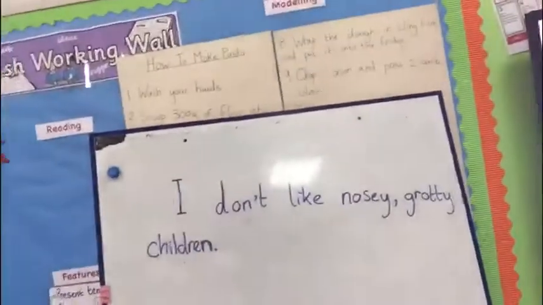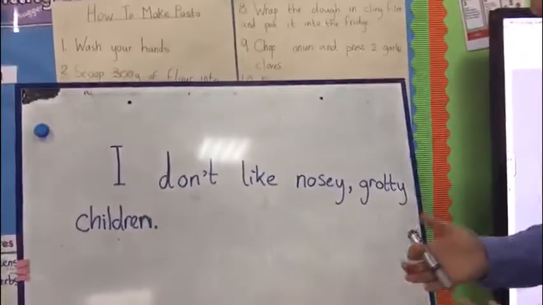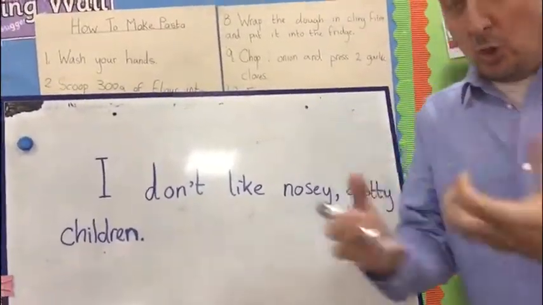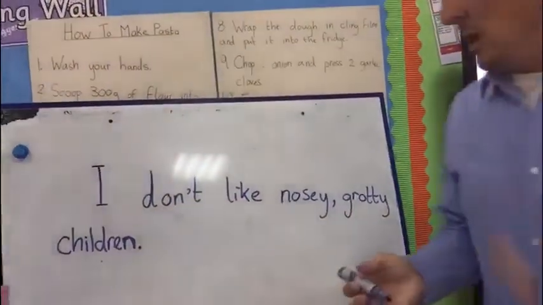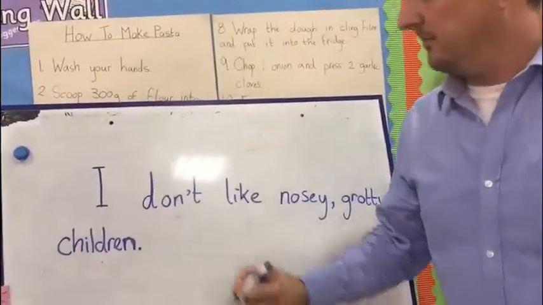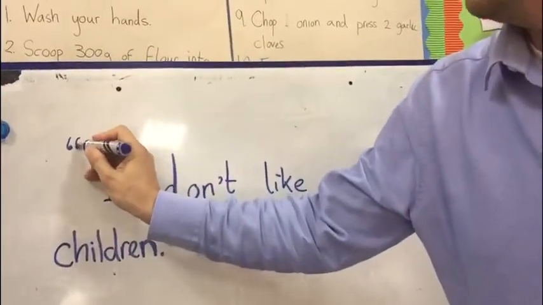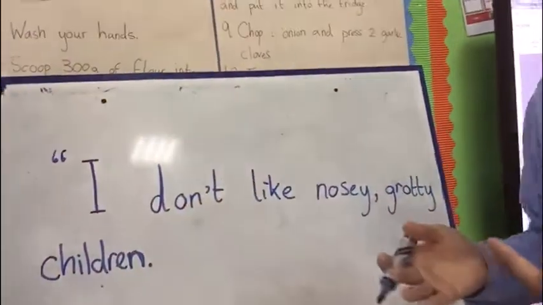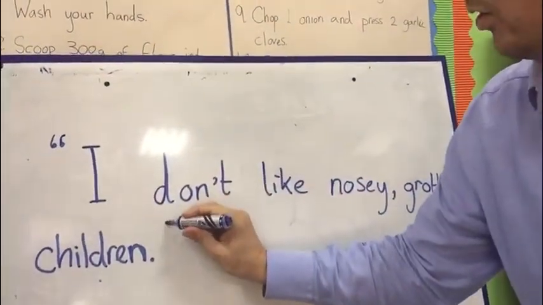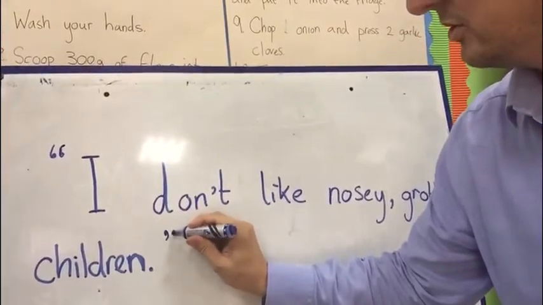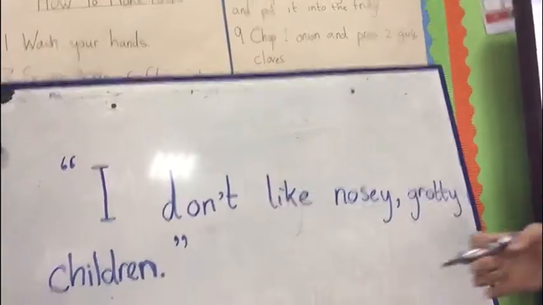When we're writing speech, it's really important we think what our speaker says and write that down first of all. And then we can show the reader what the words spoken by the speaker were. And the way we do that is by adding speech marks. So they go a 66 at the front, at the beginning, before the speaker starts speaking. And then there's a 99 when they have finished speaking. So there we can go, we see it. "I don't like nosy, grotty children."